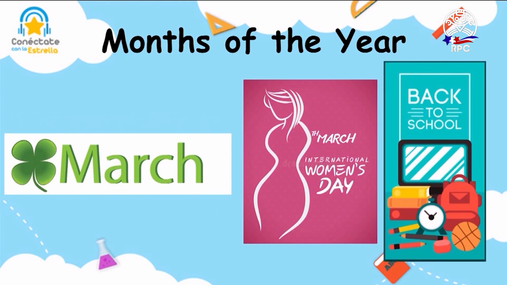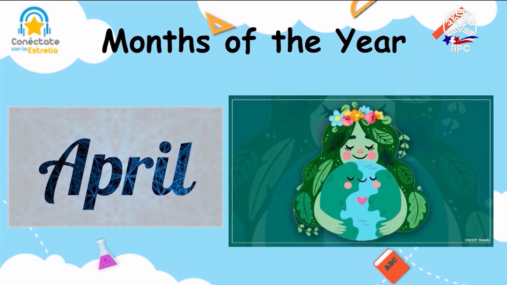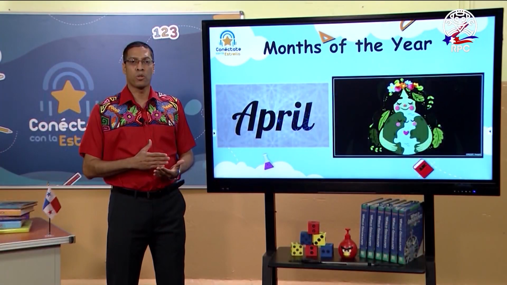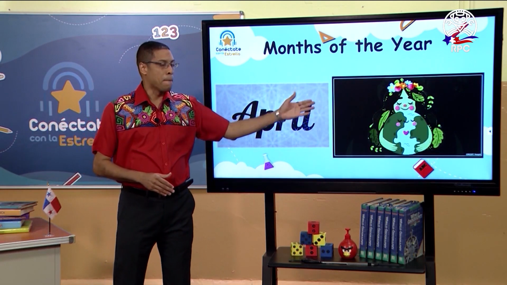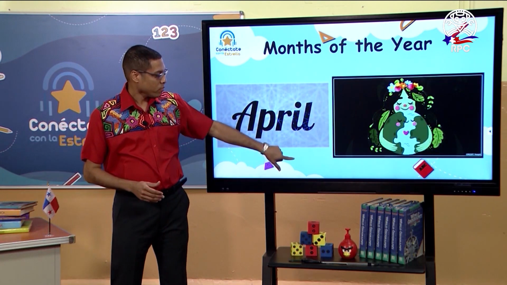The third month of the year is March. In March, we have different, very important events, and one of them is International Women's Day. But also, we used to return to school, and we finish vacations during the month of March. Then during April, we also have many special days, but one of the most important worldwide is Mother Earth Day.